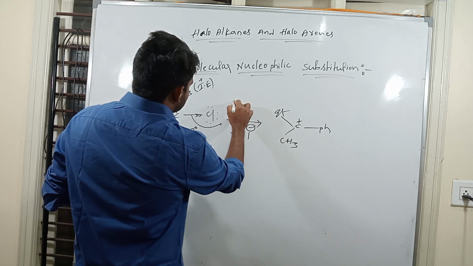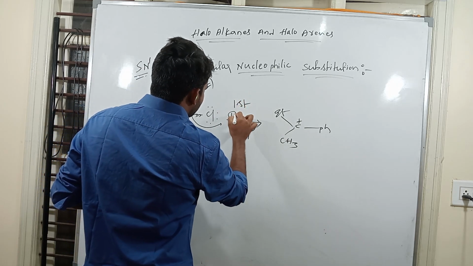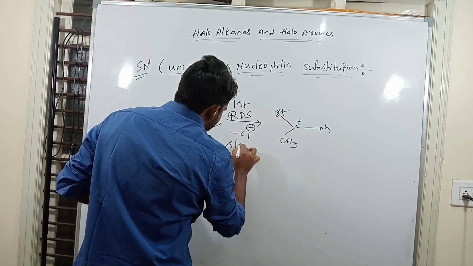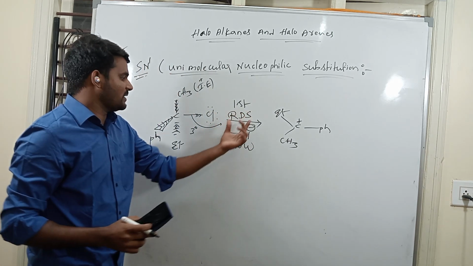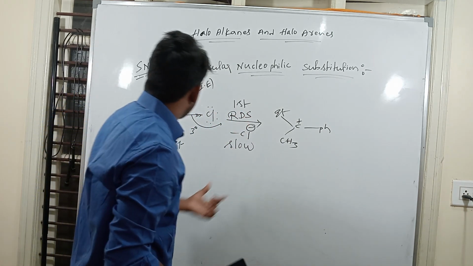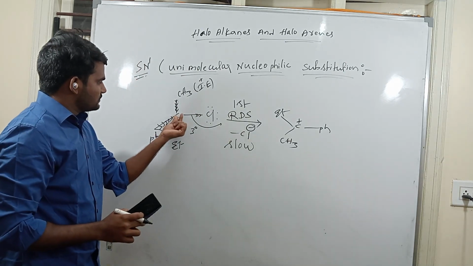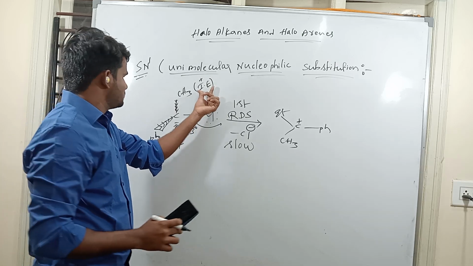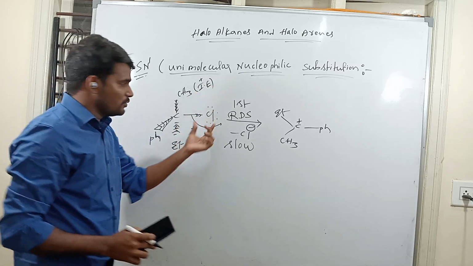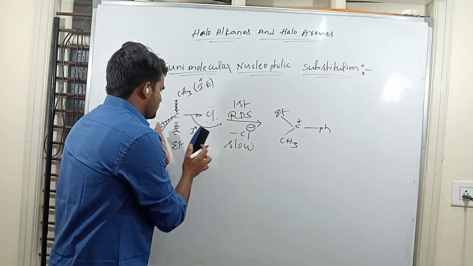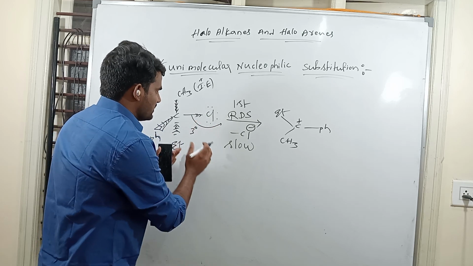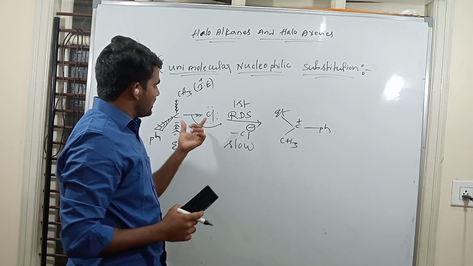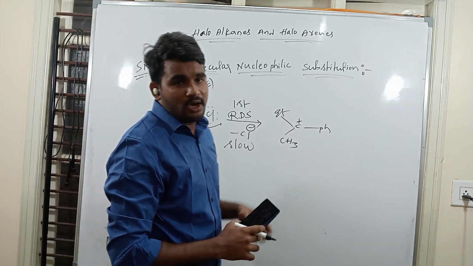This is called the first step, or rate determining step, or slow step. Here the electron density around the carbon increases because of the plus I inductive effect, and chlorine has lone pair electrons. There is electron repulsion, so chlorine couldn't stay here and went outside as a leaving group to form a carbocation.